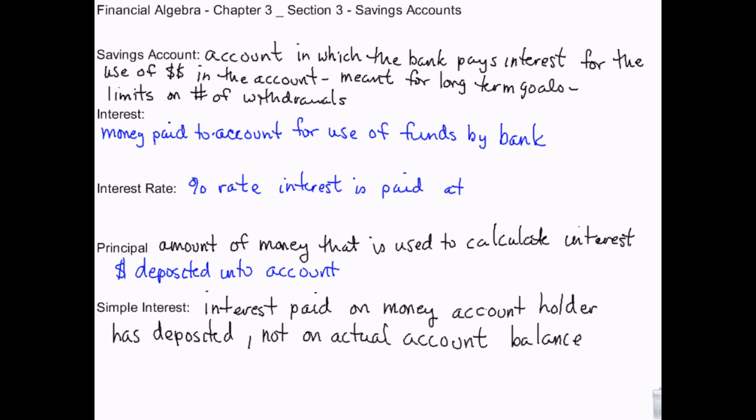CDs pay a higher rate because of the locked-in aspects, so that the bank knows if you buy a 10-year CD, the bank knows that they should have 10 years to play with this money before they have to give it back to you. So they're meant for long-term goals.